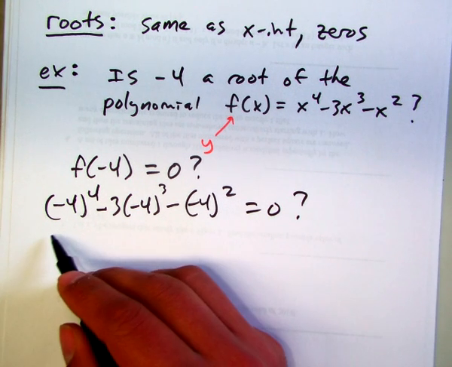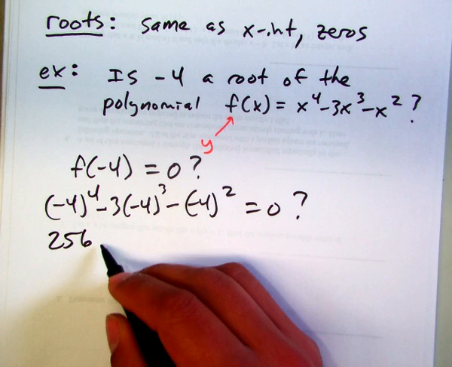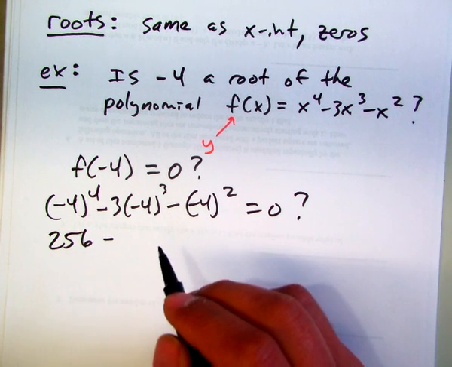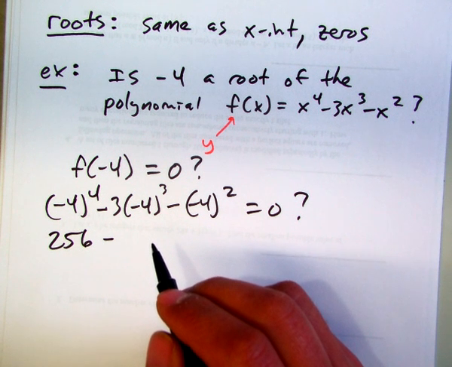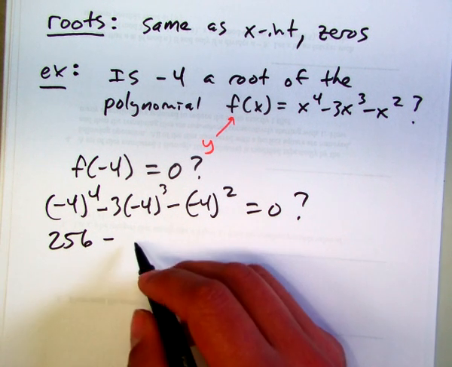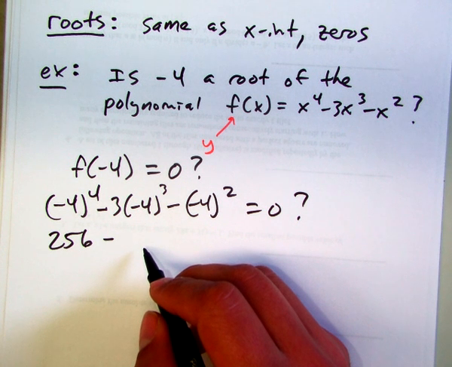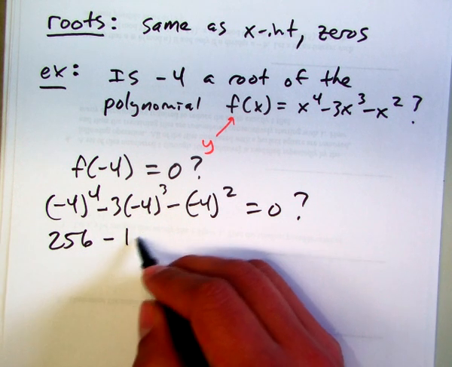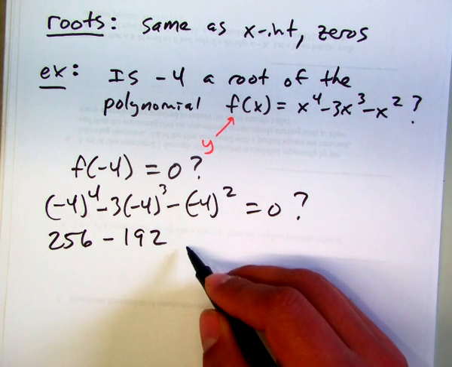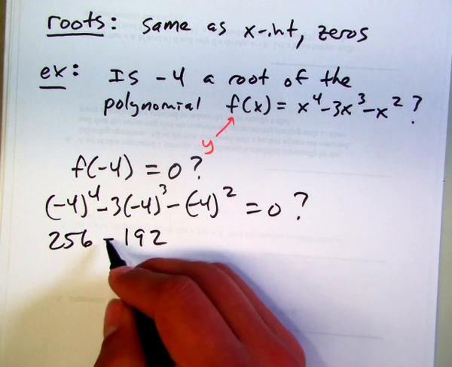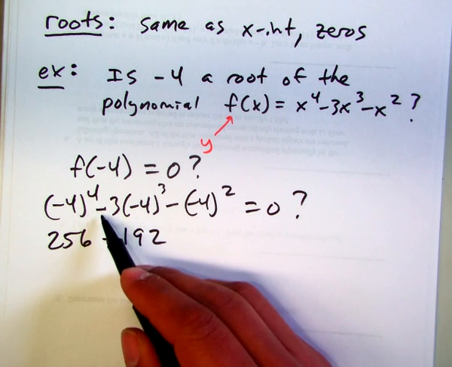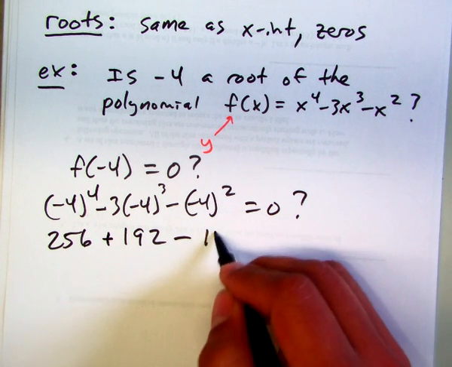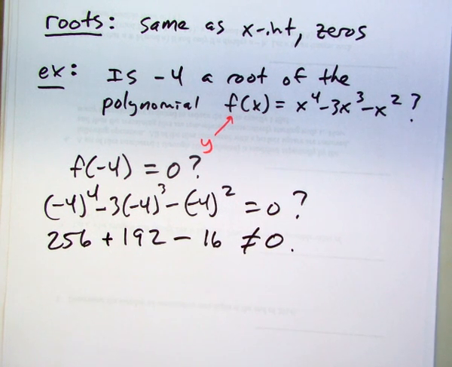This becomes 256 minus 3 times 64, which is, anybody? 192, okay. Well, you got a minus. Oh, yes. A negative cubed is negative times a negative is positive. Good catch. So there's no way this is going to equal 0. Okay, so the answer is no.